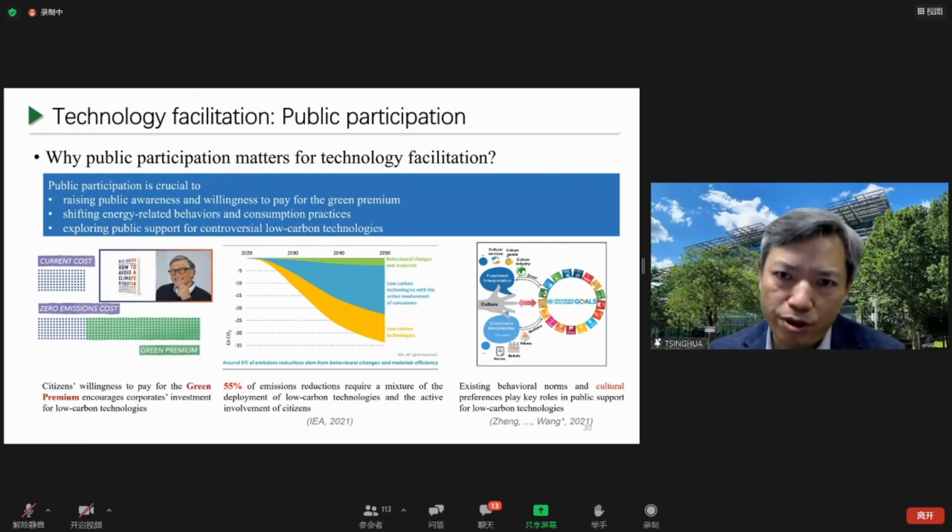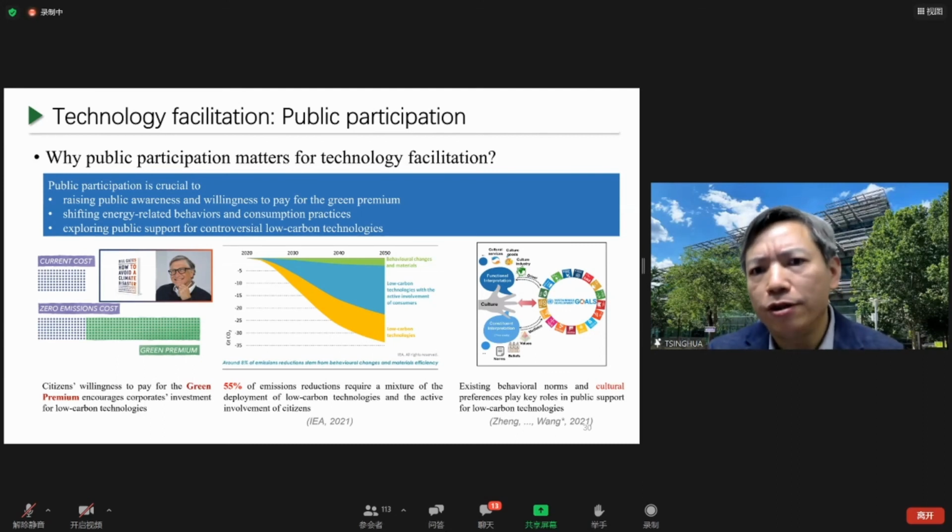As for the green premium, it refers to the additional cost of choosing a clean technology over one that emits a greater amount of greenhouse gases. If you have read Bill Gates' latest book on climate change, you will find this term is a core concept in the book, and his main argument is to lower the green premium by innovation.